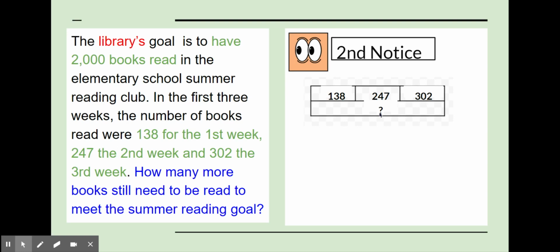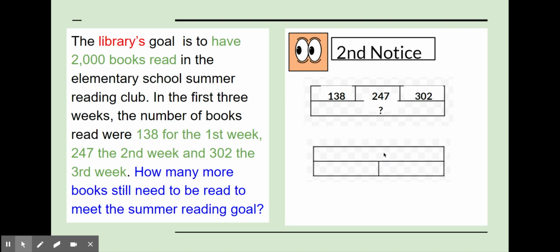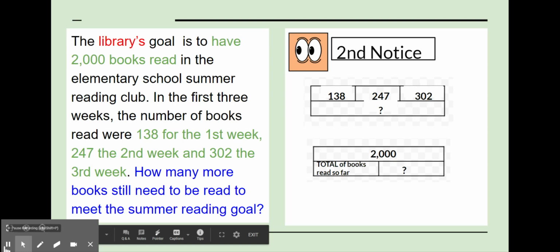So then to find out how many more we need, we draw a whole part-part model with the total of 2,000. That's what we're trying to reach. And the part would be the total number of books that we have read so far. So we can find the part, or the difference: we need to know how many more books would need to be read to get to our goal of 2,000.